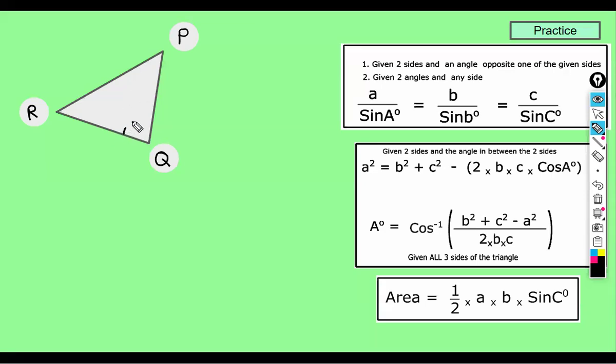So let me put in an angle here. Let me call this 60 degrees, right? Here will be 17 centimeters. Here will be 13 centimeters, right? And I'm going to put a question mark over here. Draw that, and this is going to be our first question.